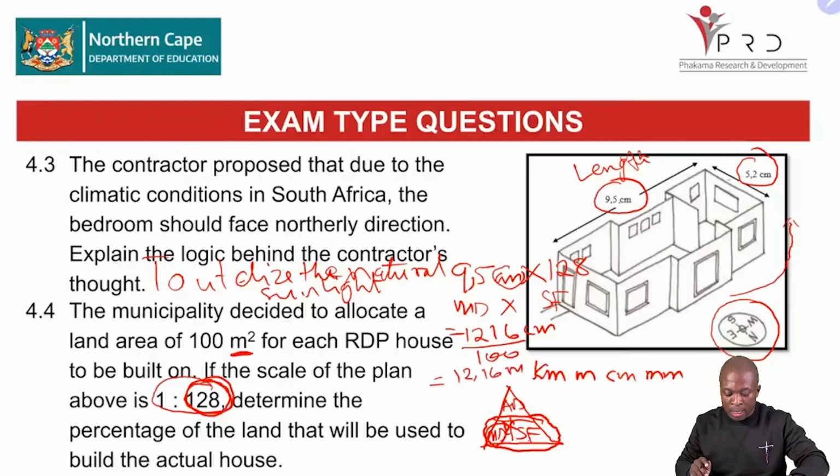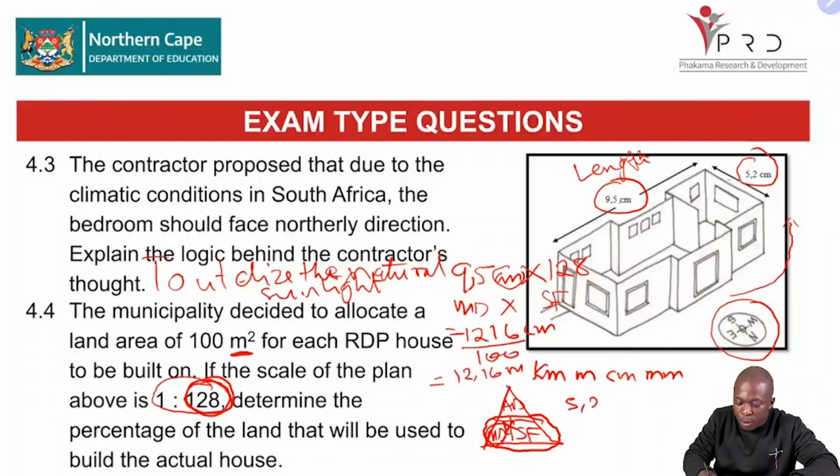So now it's your turn. Use the same approach that I have done here and get me the AD for 5.2 centimeters on the die. Good. How did you approach that? You take your 5.2 centimeters, you multiply that by 128. So what will you get?